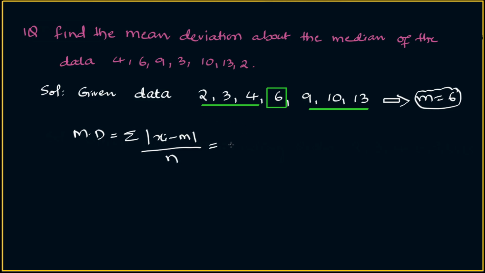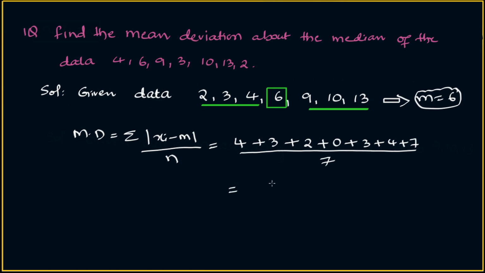So 6 minus 2 is 4. 6 minus 3 is 3. 6 minus 4 is 2. 6 minus 6 is 0. 6 minus 9, mod is there, plus 3. 6 minus 10 plus 4. 6 minus 13 is plus 7. Whole divided by how many observations? n, that is 7. So 4 plus 3 is 7, plus 2 is 9, plus 3 is 12, plus 4 is 16, plus 7 is 23, divided by 7.